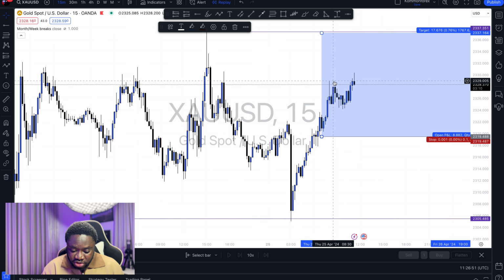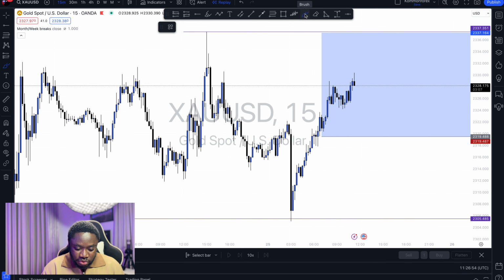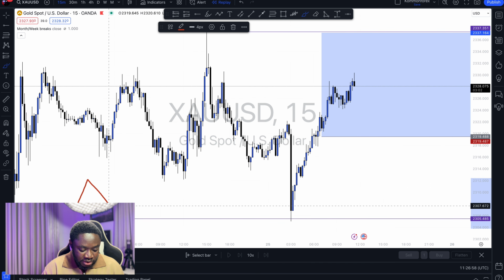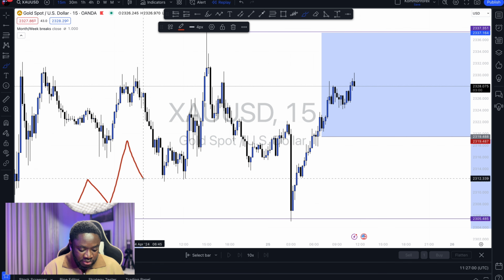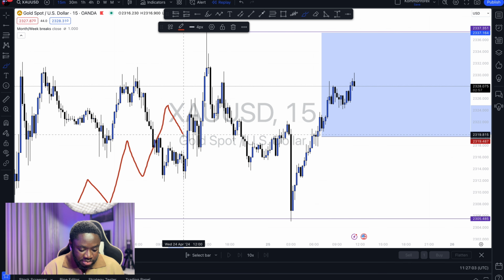So basically with this pullback strategy, all I want to see on the market is moves like this. So we have our initial move, then it comes down, then it goes up again, and it comes down, then it goes up again, then it basically comes down, then it goes up again.